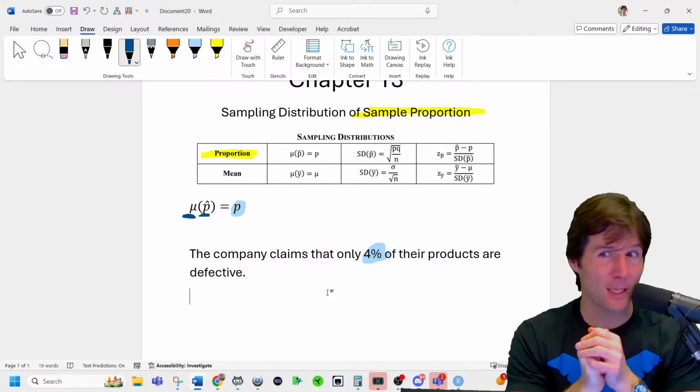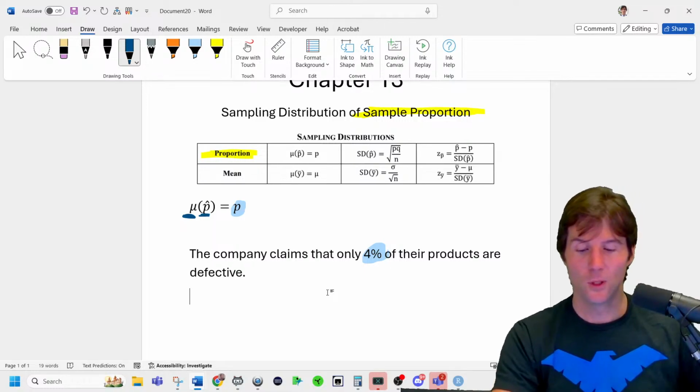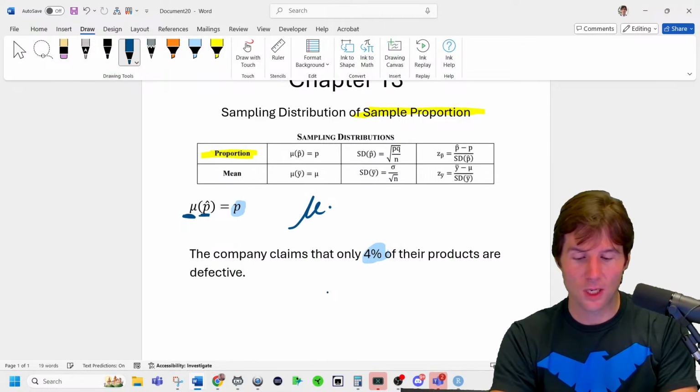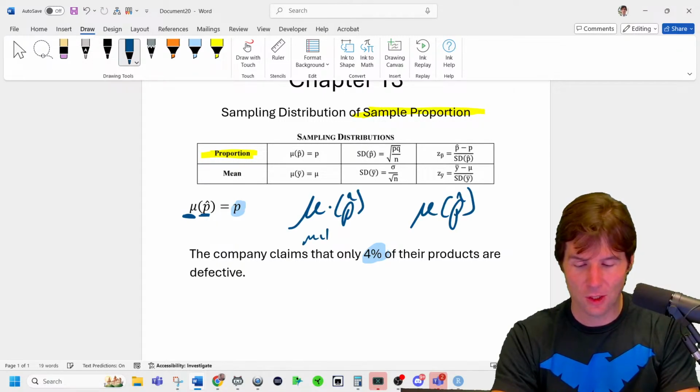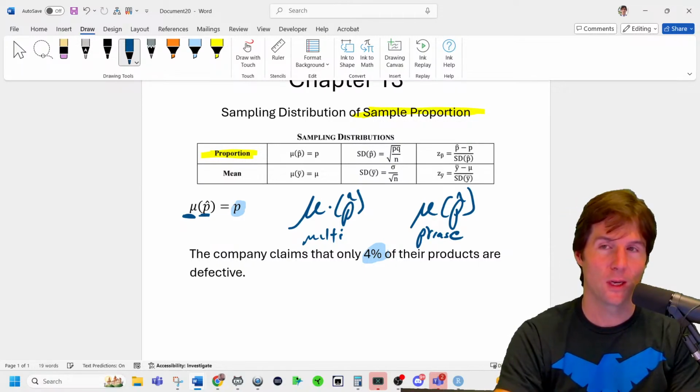Does that make sense, what mu p hat means? Be very careful. Which of these is it? Is it mu times p hat, or is it a phrase, mu p hat? Is it the multiplication, or is it a phrase or concept of an expected sample proportion? It is the phrase. It is not mu times p hat. That's where people get confused.